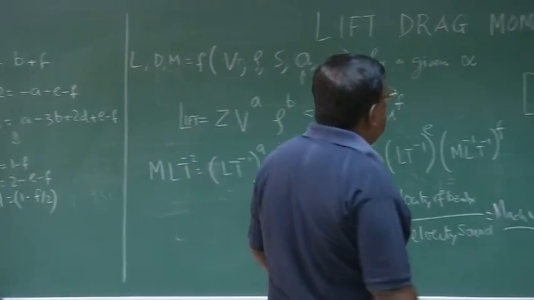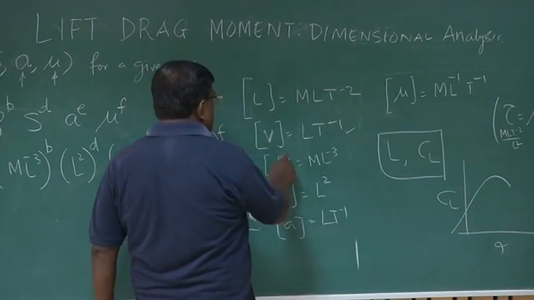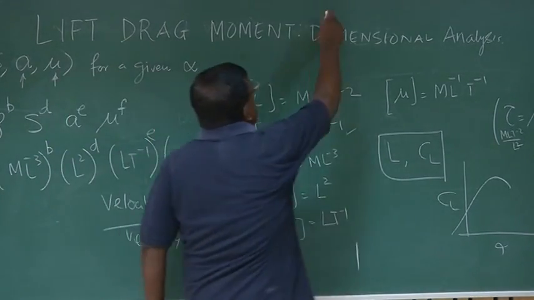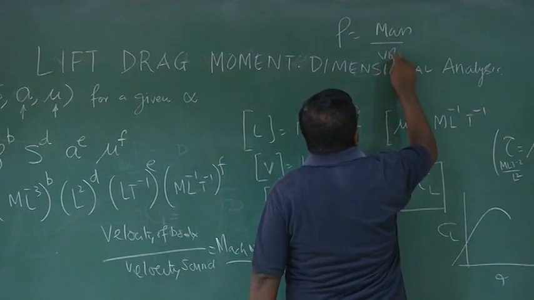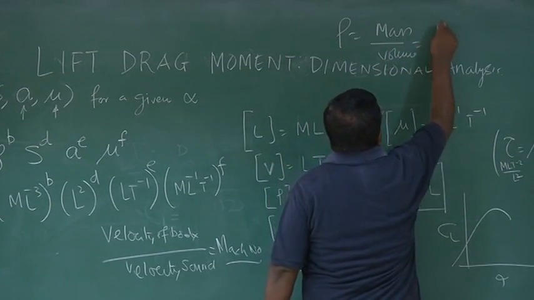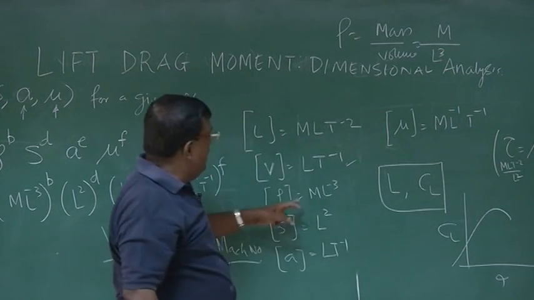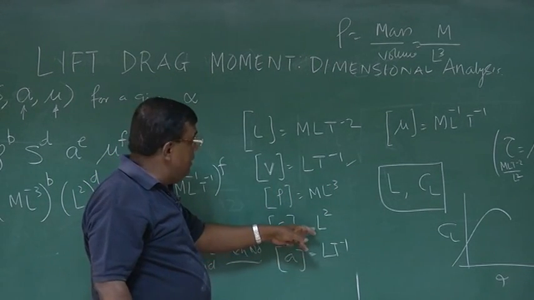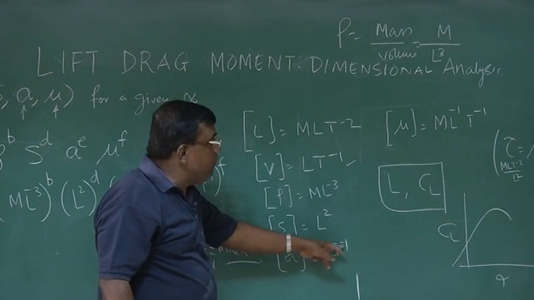No issues. What is the dimension of V? It is L T minus 1. Dimension of density. This is mass per volume. So if I write density is mass per volume, and mass is M, volume is L cube dimension, so density becomes M L minus 3. Similarly, S is the area, it becomes length square. A is the velocity of sound, it becomes L T minus 1.